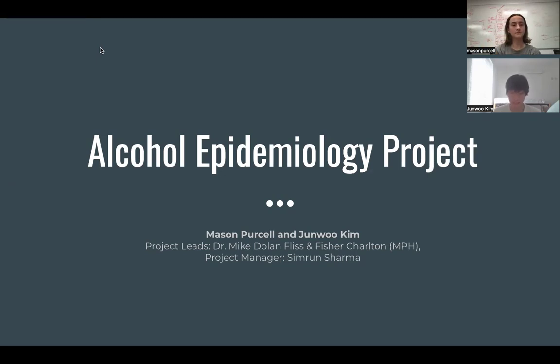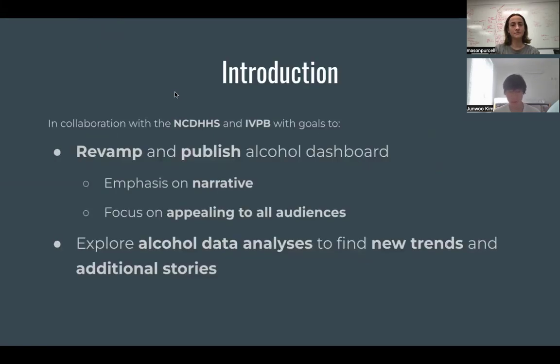Through Data+, Mason and I have been working on an alcohol epidemiology project. Working with the North Carolina Department of Health and Human Services, more specifically the Injury and Violence Prevention Branch, we worked to revamp and publish a new alcohol dashboard that clearly conveys the impacts of alcohol to a general audience. We also performed data analyses on new alcohol data to discover recent trends in alcohol misuse.